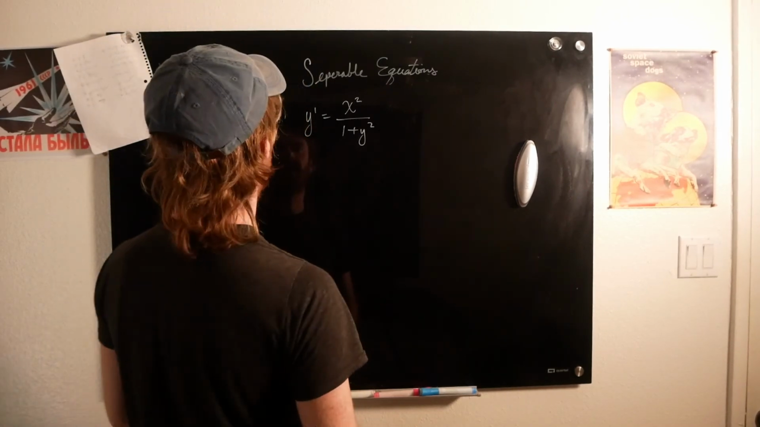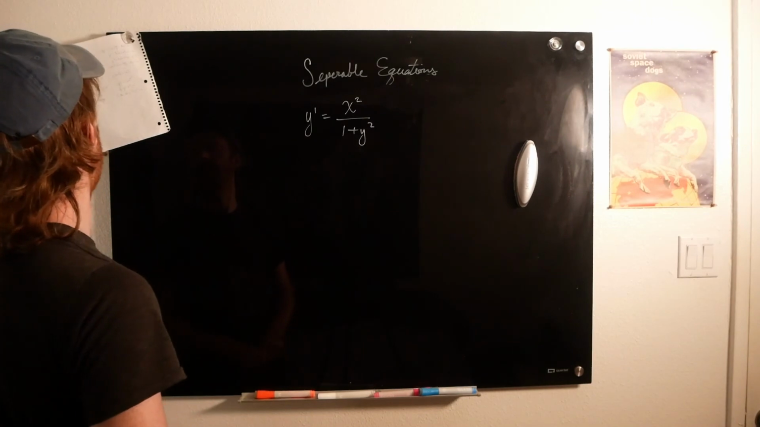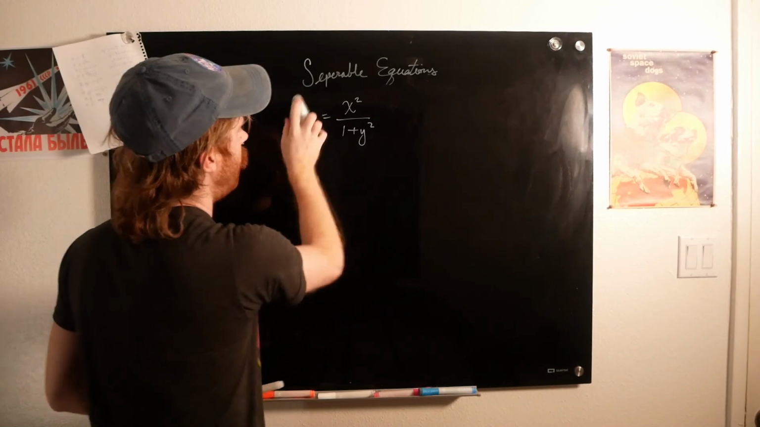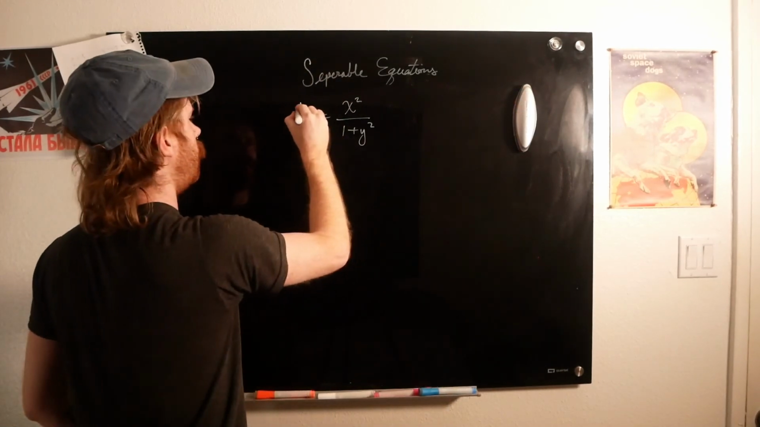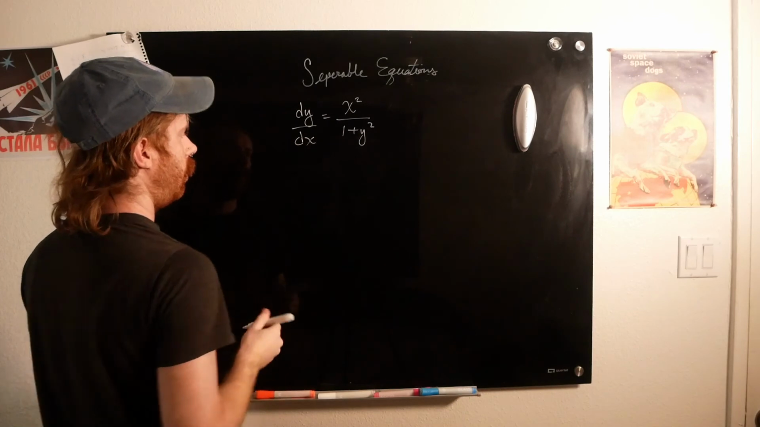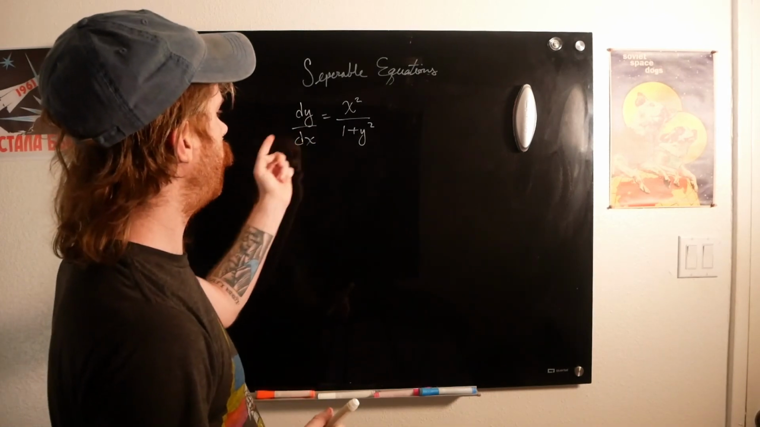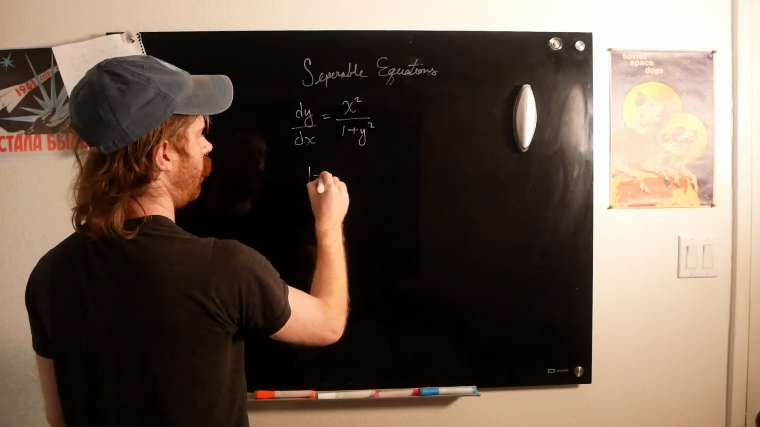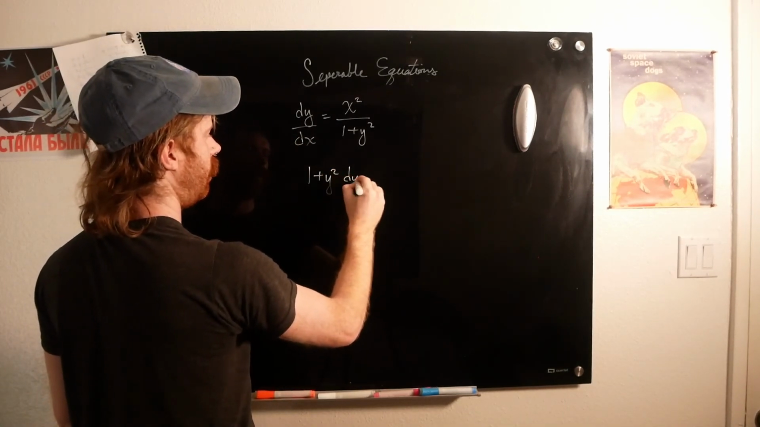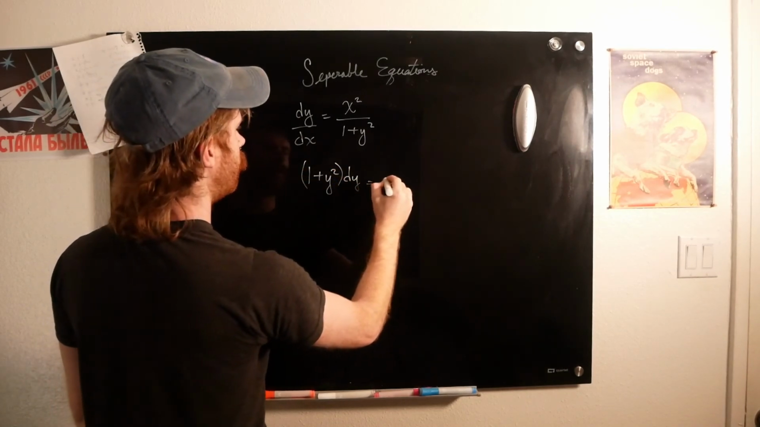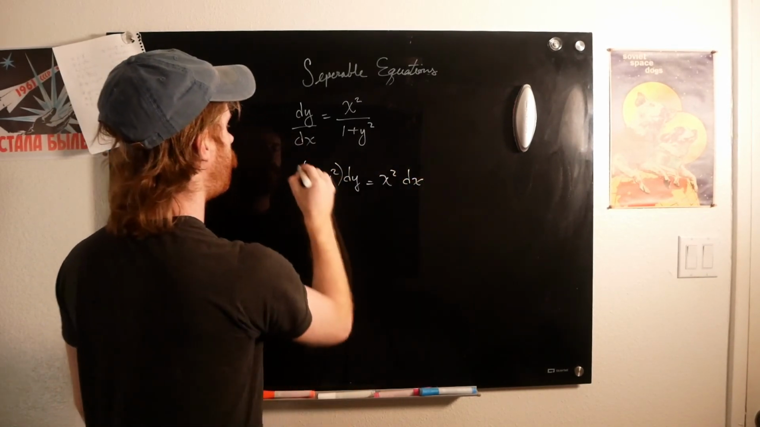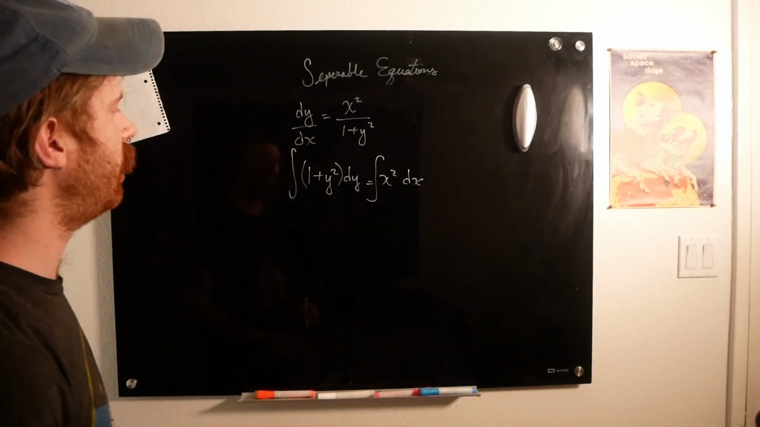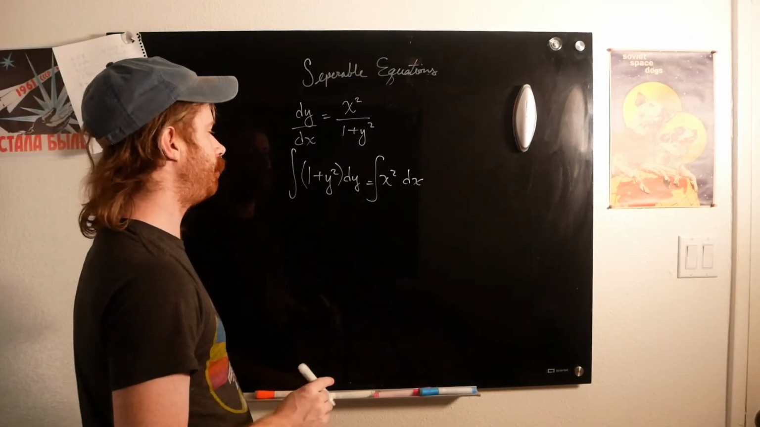So y prime equals x squared over 1 plus y squared. What we can do here is we can rewrite this y prime as dy over dx. Right, and then we're going to multiply by dx and multiply by 1 plus y squared, and that's going to give us 1 plus y squared dy equals x squared dx. We can integrate both sides because it's now separable. We have all terms of y on the left, all terms of x on the right.